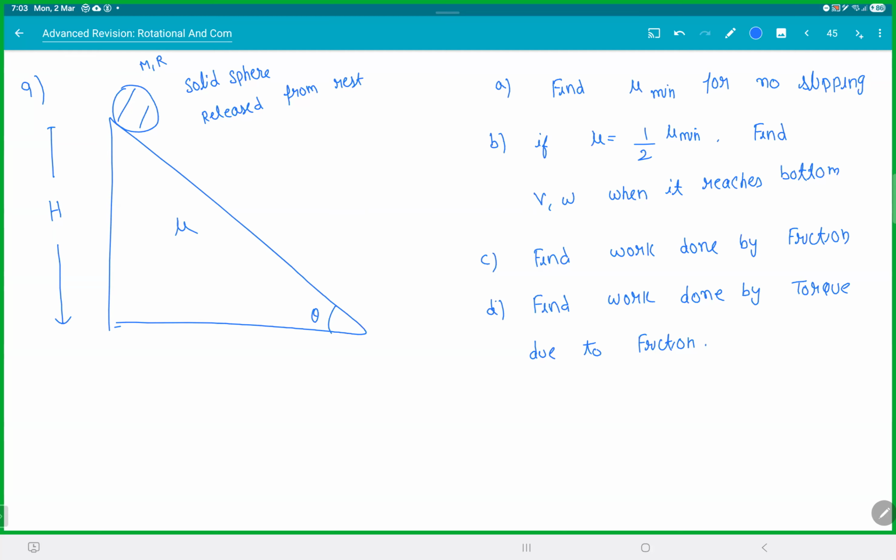Tan theta by 3. Vihan got 2 tan theta by 7. I'm not sure. Figure it out. I'll give you 2-3 minutes. Get me the equations. Mm, 2 tan theta by 7. That's your mu minimum. Now you're giving half of it, so it will slip.